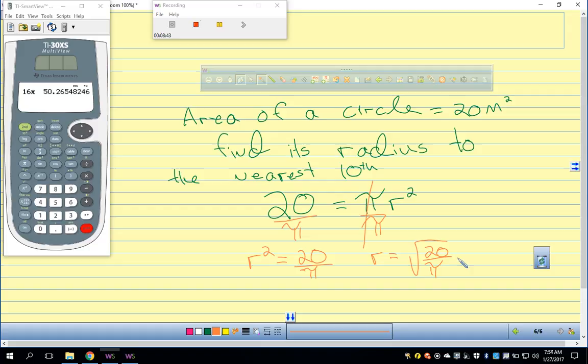So at this point, they want an approximate answer. I'm going to plug it into my calculator. You can just go second square root, usually above your x squared button. Square root of 20 divided by pi, and scientific calculators have a pi button. Don't forget to close your parentheses. And so this is going to give me very close to the exact answer. If I round to the nearest tenth, that's going to be 2.5 meters. Easy enough? Okay.